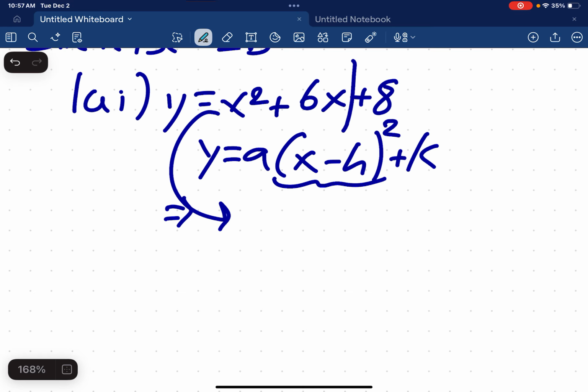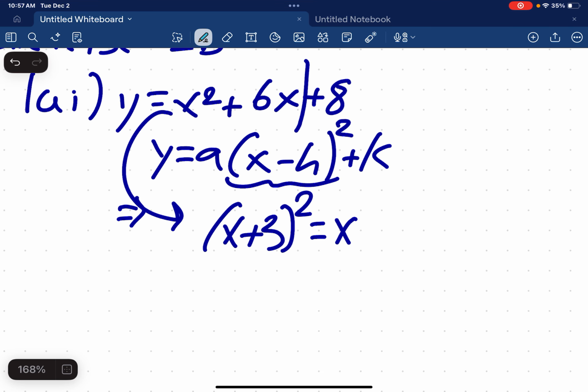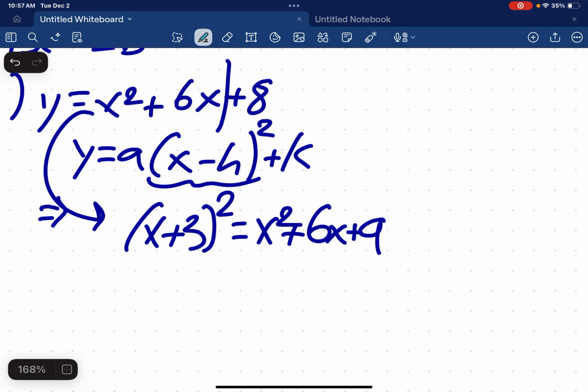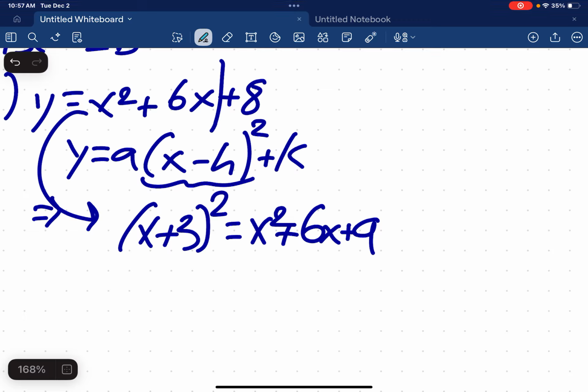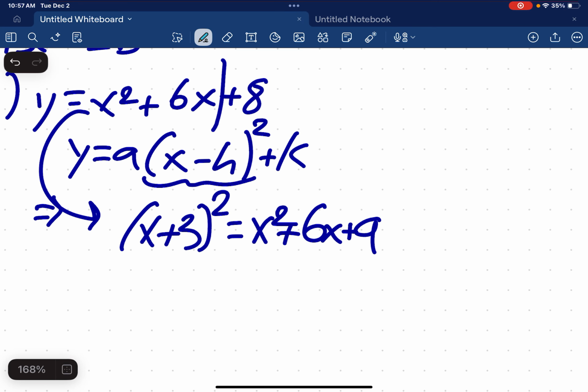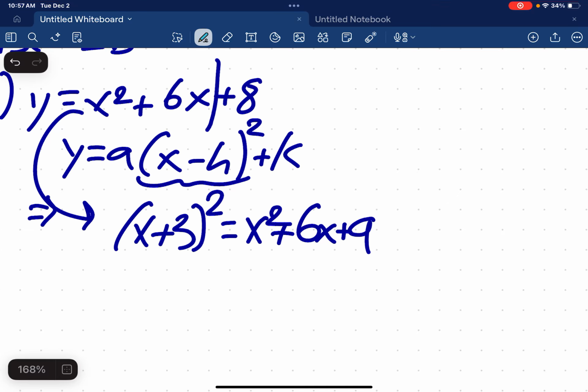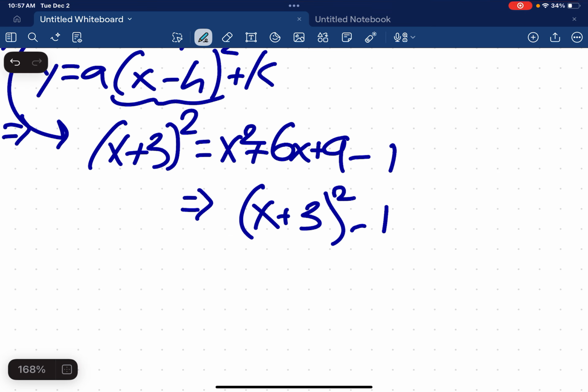To get x squared plus 6x with a remainder, that's going to be x plus 3 squared, which is equal to x squared plus 6x plus 9. However, we need to get an 8 from this equation, and to do that, we can simply subtract 1 from this entire thing. So that means this will give us x plus 3 squared, and to get that 8, we just minus 1.